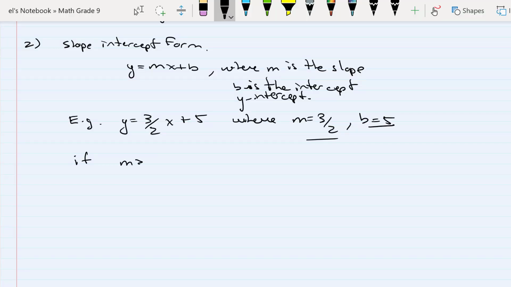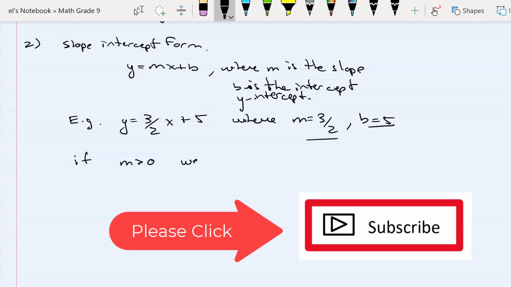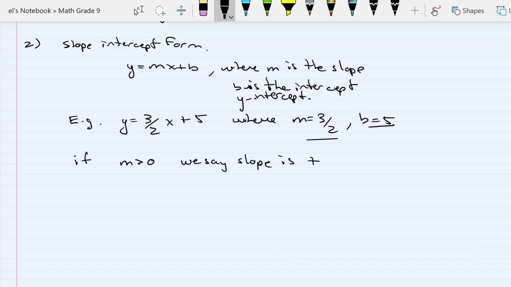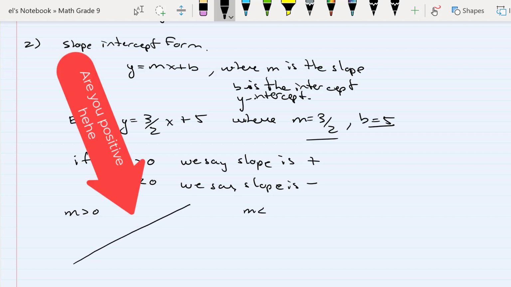If m is greater than 0, we say the slope is positive. And if m is less than 0, we say slope is negative. A positive slope, m, will have a general direction like so. A negative slope, m, will have a general direction like that.